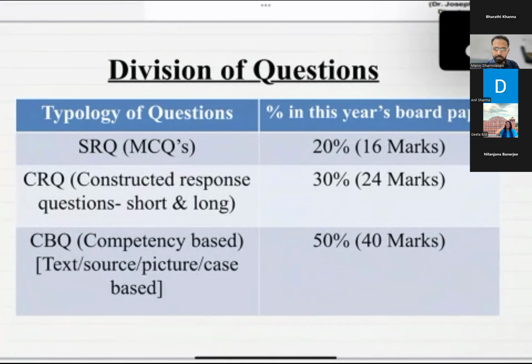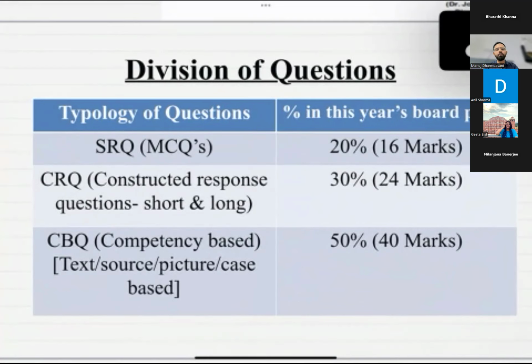Now look at this. Division of questions. SRQs, which is known as MCQs, which is basically 1-mark questions, was 20%. If we talk about the business studies paper, it is of 16 marks. But as teachers, we all know that the 1-marker questions come for 20 marks. Then there are 3 questions of 4 marks, then 4 questions of 6 marks, and 6 questions of 4 marks. So how has this situation been changed by CBSE Circular 30?